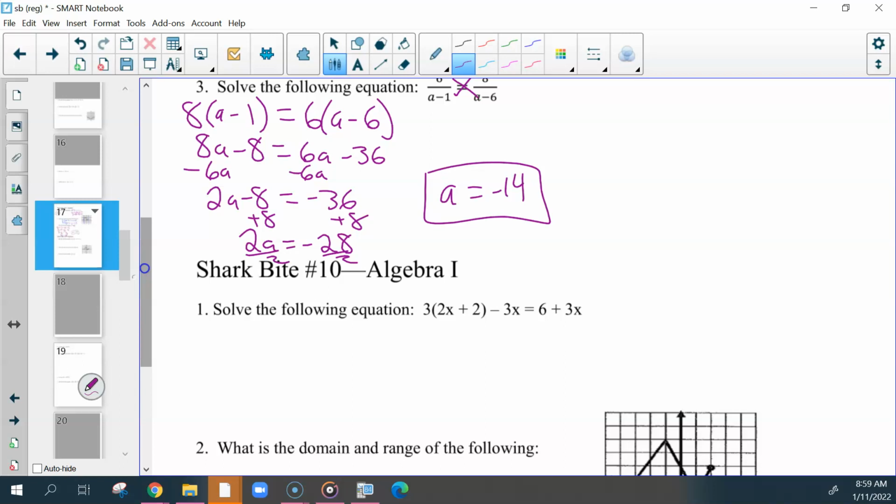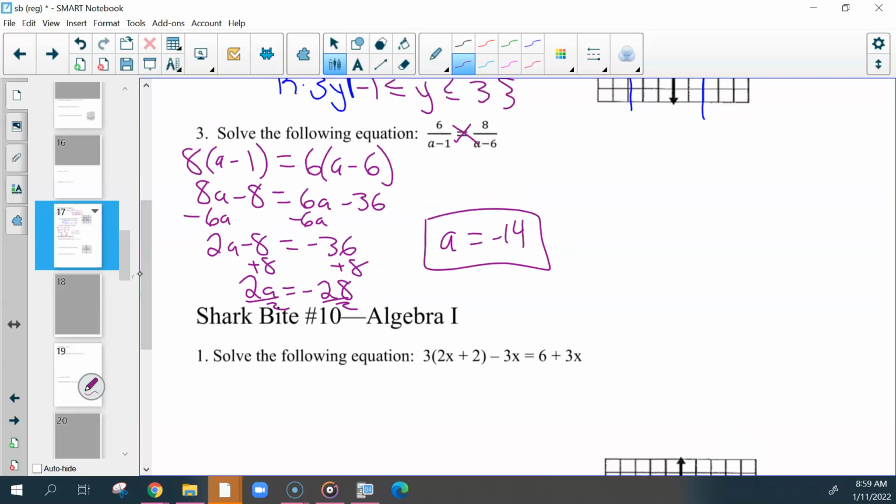Questions on number 3? Yes, Kate. Kind of shows kind of like a fraction. So the y there, I'm not really sure. It's just a different way to write an equation. As a proportion, proportions technically can be written as equations, but we solve it just the same.